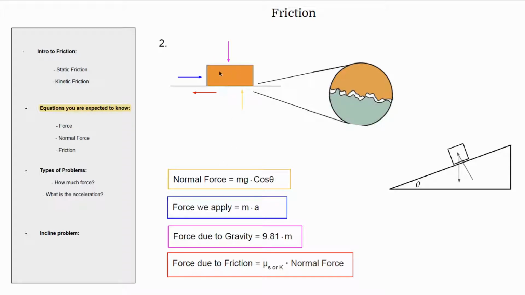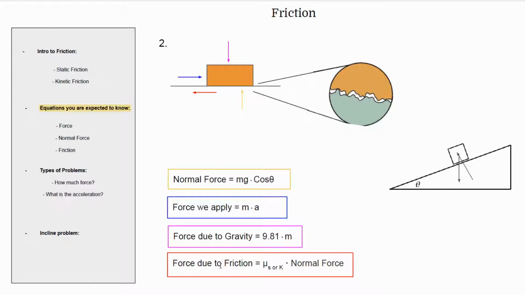But if your object is just on a plane, the normal force will be equal to the gravity force, but opposite in direction. So just mass times gravity. Next, you'll need to know how to find force. Force is just equal to mass times acceleration, and this is often the force that we apply. So if we want to move the object to the right, we're applying a force to the right, and that depends on the mass and the acceleration of the object. As we mentioned, force due to gravity is just 9.81, which is the acceleration due to gravity, times the mass of the object. Also, remember, mass is always in kilograms.